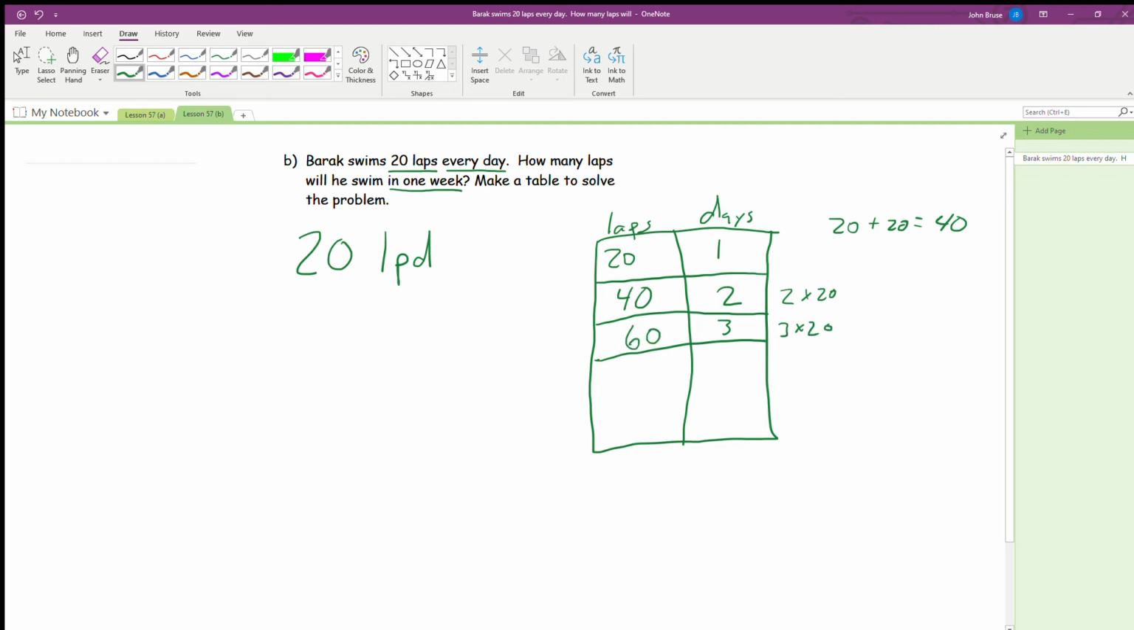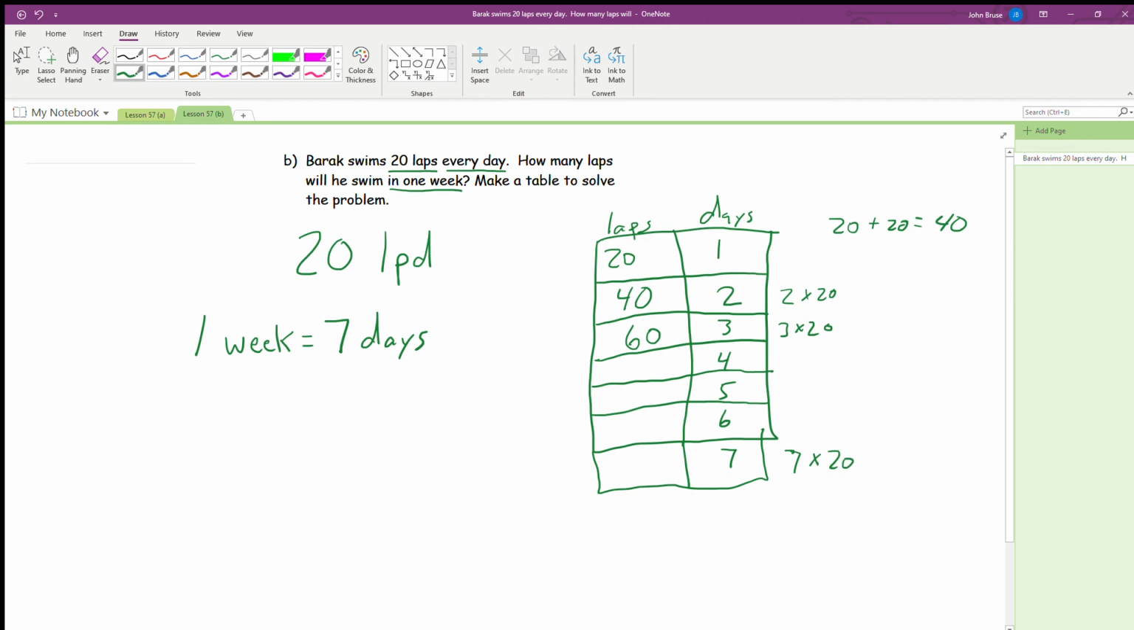Now it says in 1 week. Well, how many days are in 1 week? So let's write 1 week equals 7 days. So I need my table to go all the way to 7. So we're going to do 4, 5, 6. I don't really have room, so I'll add another row. 7. So we're going to make these rows here. All right. So we know that for 7, we're just going to do 7 times 20. 7 times 2 is 14 with 1 zero makes it 140. So he does 140 laps in the week or in 7 days.